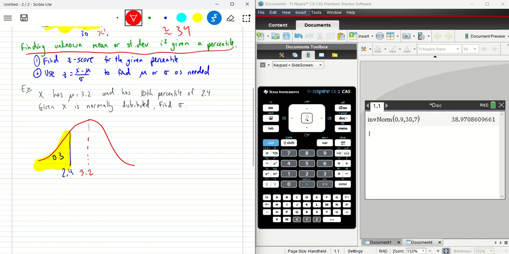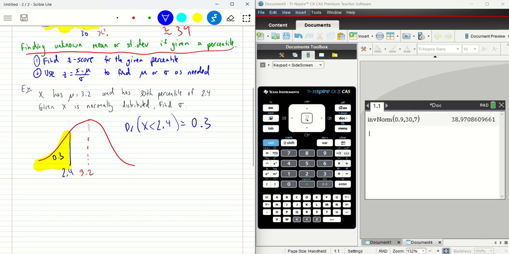Firstly, we know that the probability that x is less than 2.4 is equal to 0.3. That's the first piece of information that we know. The probability that x is less than 2.4 is equal to 0.3. That's that yellow area there. Okay, so we know that so far.